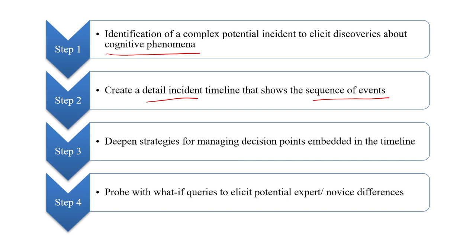Once this stage is over, in the next stage we try to find out the strategies that have been taken for managing those decision points already embedded in that timeline. If there is an error, to overcome that error, what decisions were taken, what strategies were formulated, and how the operators or involved manpower tried to discuss or control it. These strategies we need to find out. Of course, it is again retrospective, right? Something happened, and only then we go back and try to understand those things.